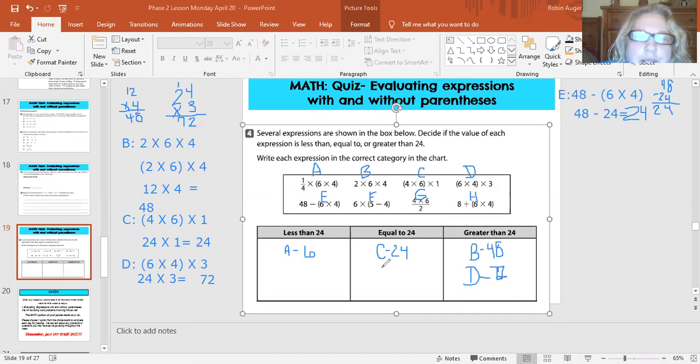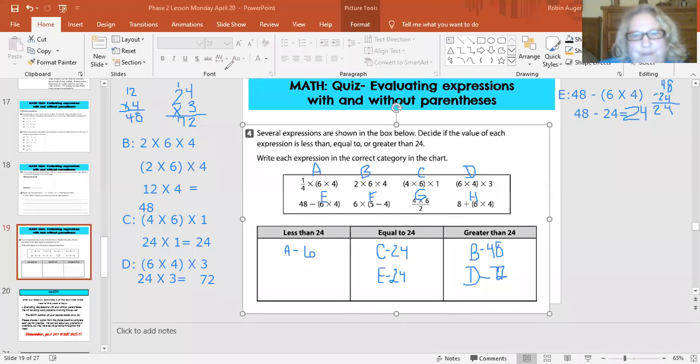So letter E goes into the middle, equal to 24. Messed up my E. Okay.